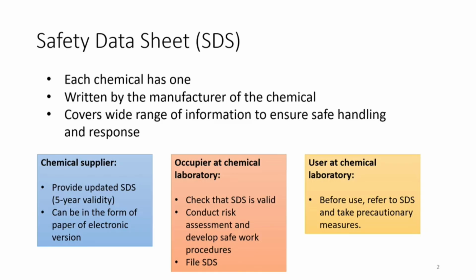For chemical supplier, they need to provide updated SDS, typically within 5-year validity. It can either be in the form of a hard copy or soft copy. For people in charge of the chemical laboratory, upon receiving the chemical, they need to check that the SDS is valid and to perform risk assessment based on the SDS. And they also need to properly file the SDS. The SDS should be kept in the same lab where the chemical is being used. Users, before using the chemical, they should refer to the SDS for any precautionary measures that need to be taken.